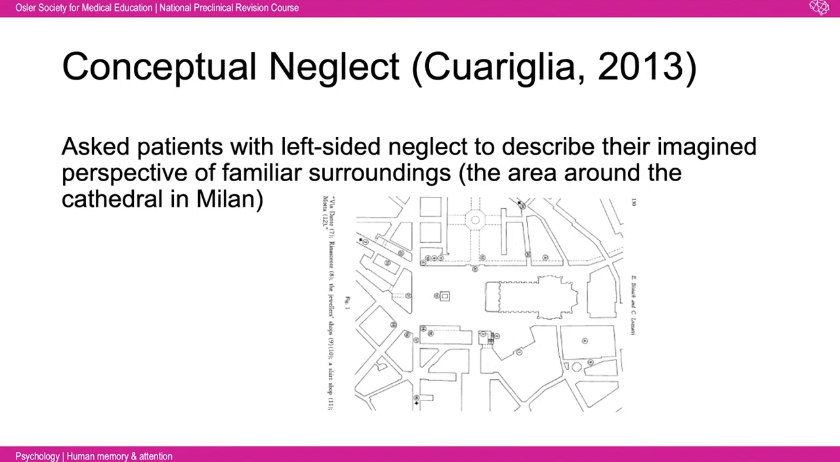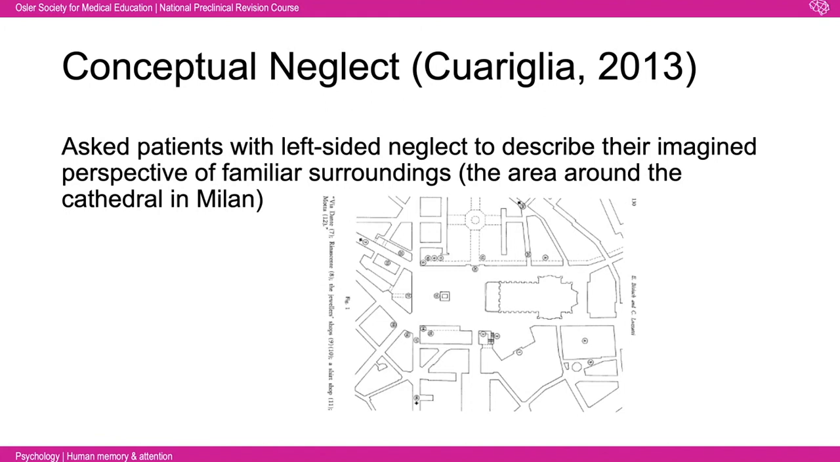This was a really interesting experiment by an Italian group, Guariglia et al., where they asked a load of patients who were all familiar with the same area of Milan to imagine that they were standing in front of the cathedral in Milan, and to describe what they would be able to see if they were looking in one direction.